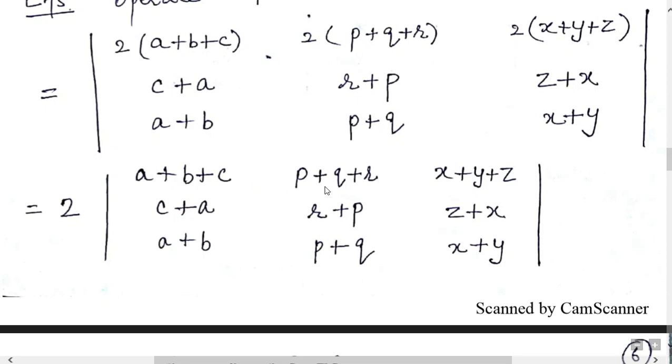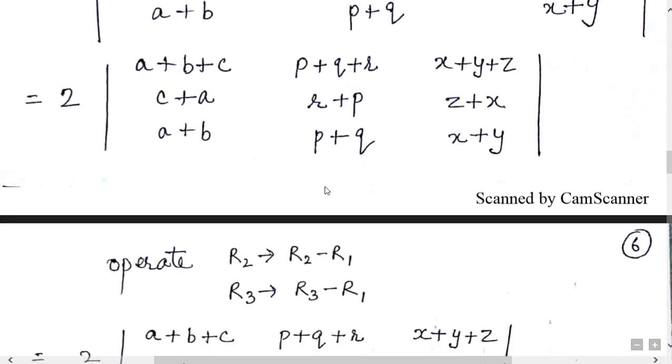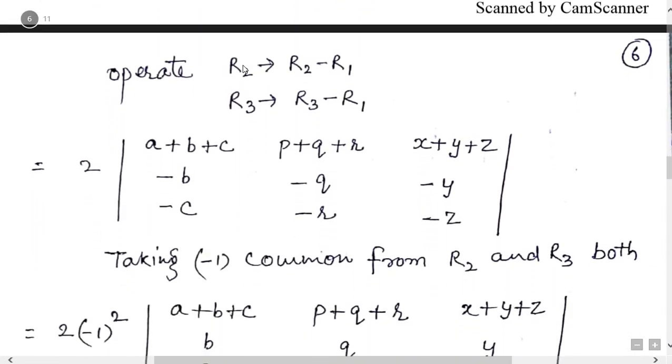Now what about these values? Now operate R2 = R2 - R1 and R3 = R3 - R1. The answer will become minus B, because A plus B cancels with A plus B here, and A plus C cancels here, and similarly for the second and third columns.